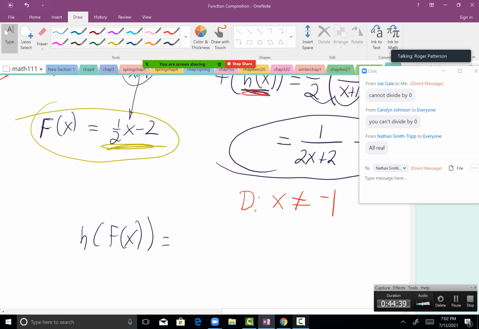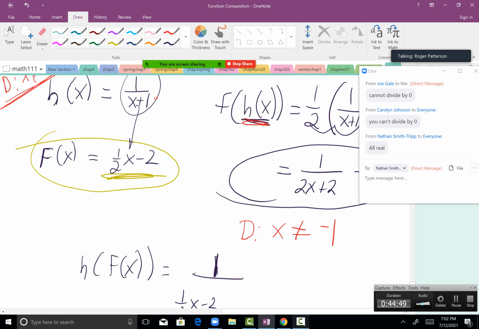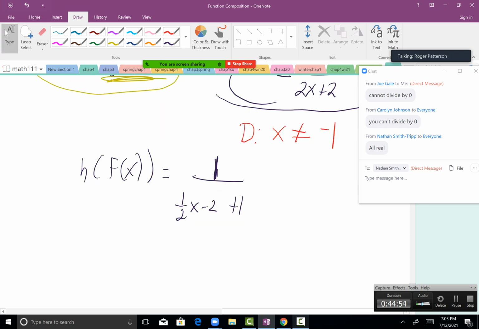So now we're going to go with f into h. Okay, so then I get 1 over 1/2 x minus 2 plus 1. So I'm going to get this. And this, I'm just going to combine these two: 1/2 x minus 1. So that's what I get. Okay, again, it's kind of messy looking.